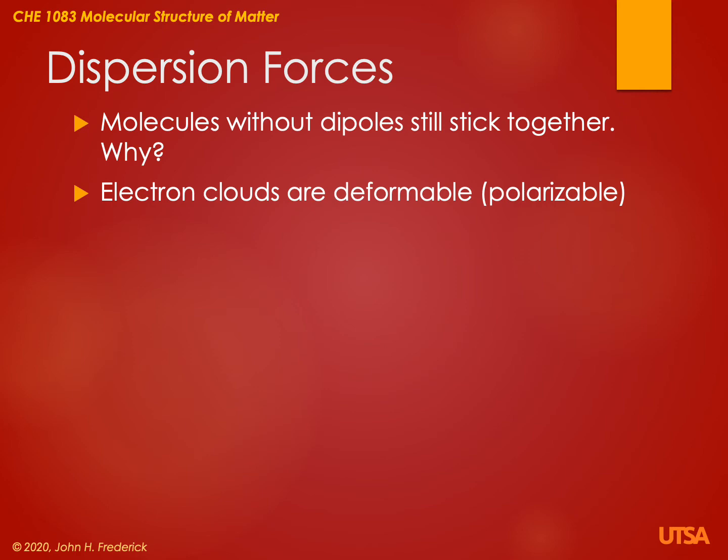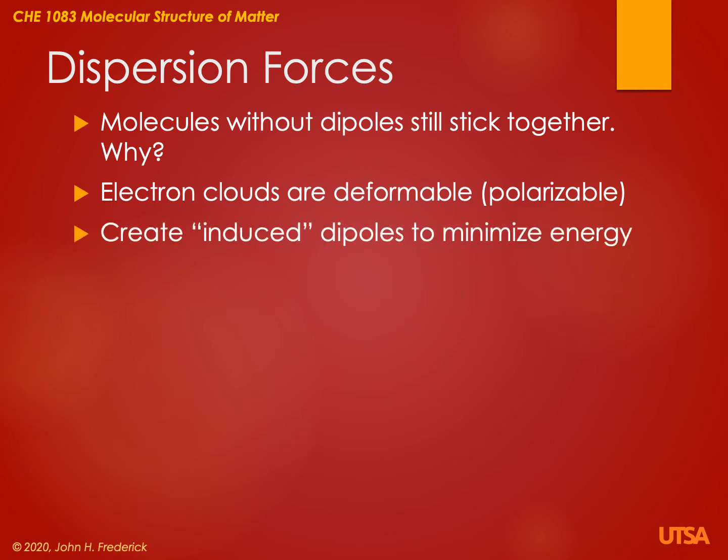This means they can deform and shift around the protons, around the nuclei of the atoms. When these electron clouds shift, they form a positive end and a negative end in a transient way. So this creates, if you will, an induced dipole around that atom, and it gives a picture that looks something like this, where in the induced dipole picture, the induced positive end of one is attracted to the induced negative end of the other.